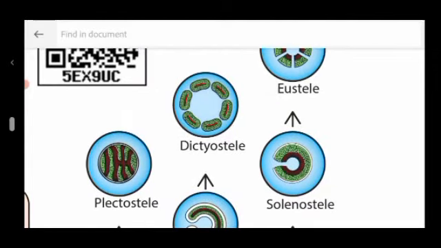In dictyostele, the stele is separated into several vascular strands and each one is called a meristele. Example: Adiantum capillus-veneris.